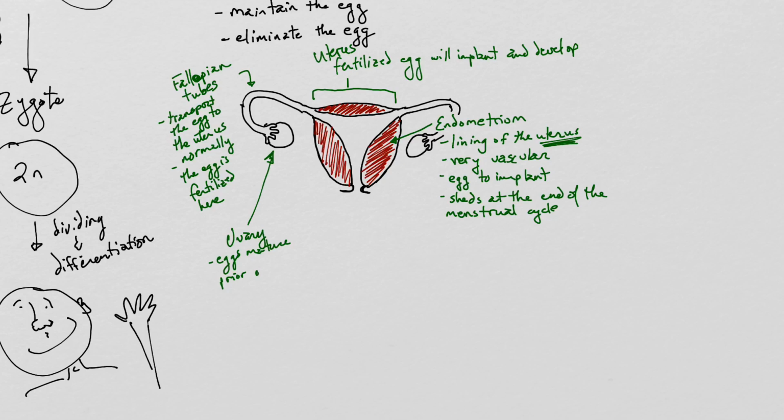Before ovulation happens. Ovulation, we will learn about, is when the mature egg is released and travels down the fallopian tubes.